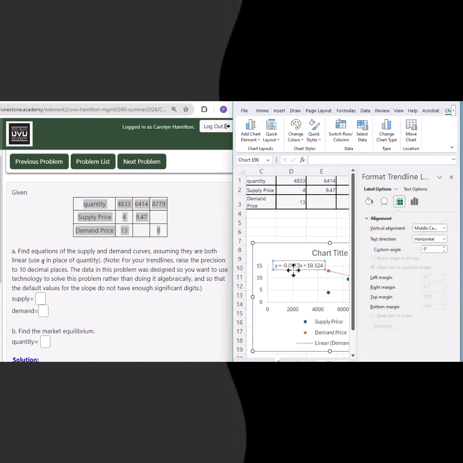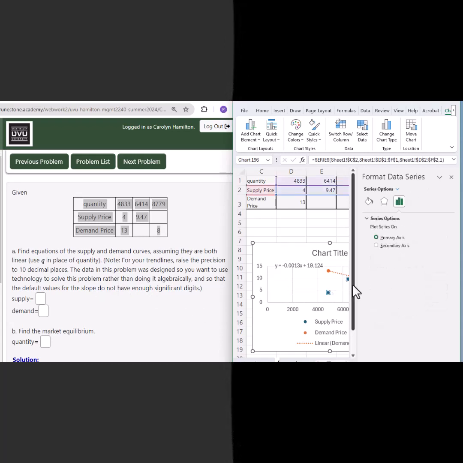Okay, now notice that Excel by default gave me 4 decimal places, but only 2 significant digits on the slope, and it gave me 3 decimal places and 5 significant digits for this coefficient. So our author for this web work problem is warning us that this won't be enough, and I'll show you in a minute why that is. Let me get my other trend line.